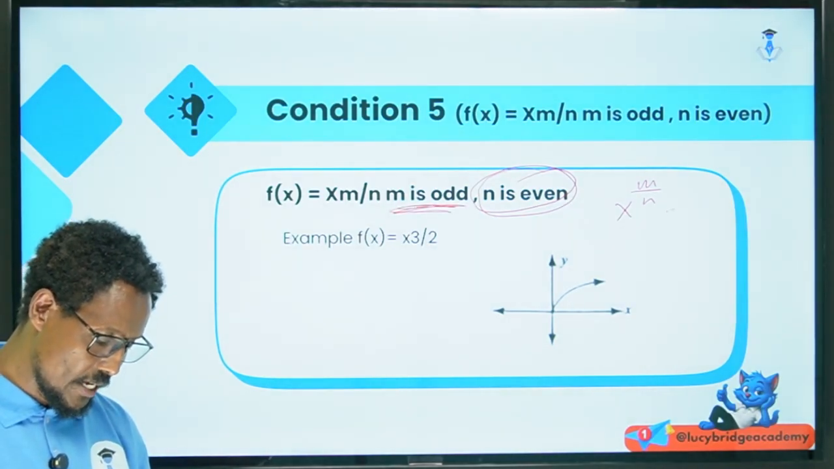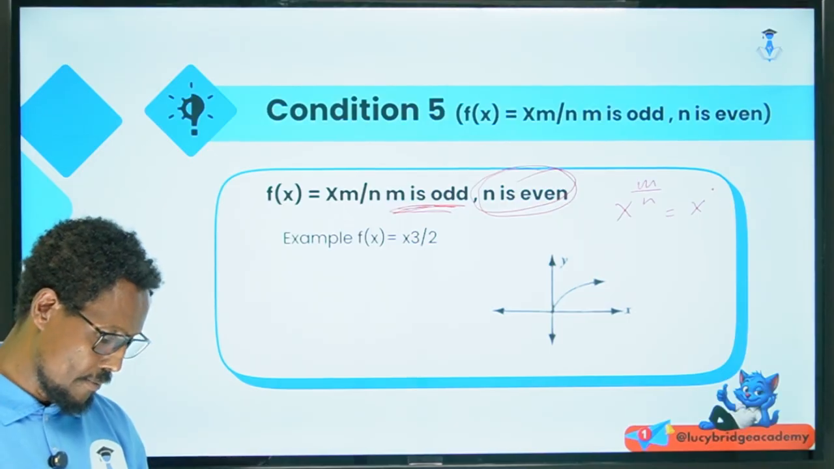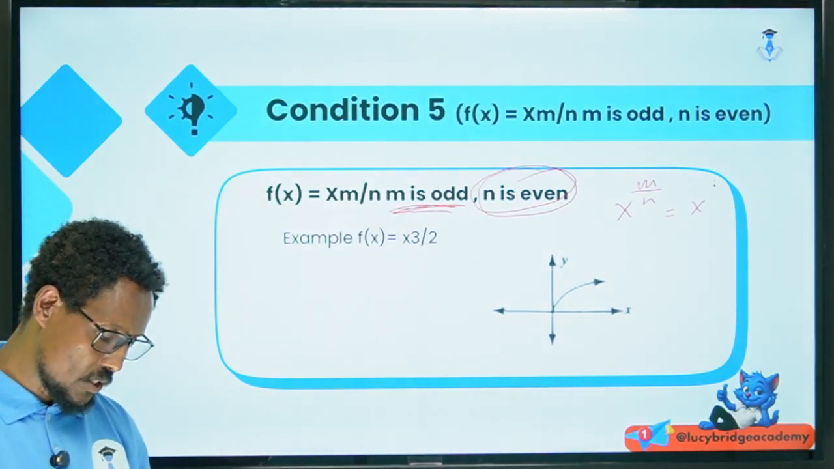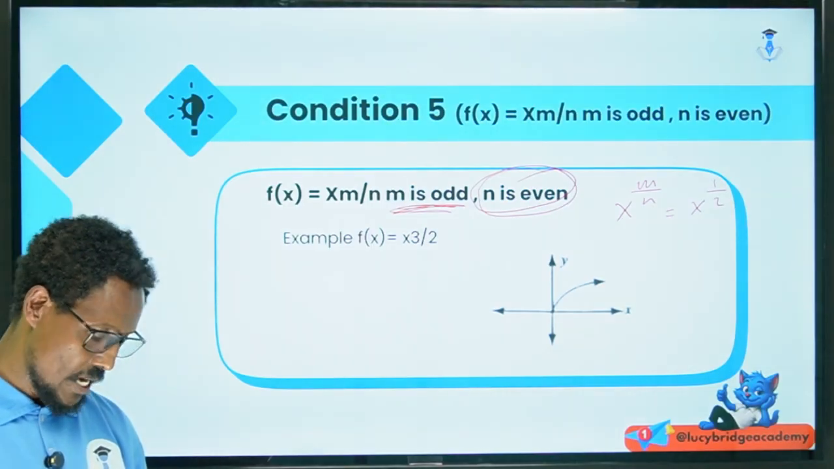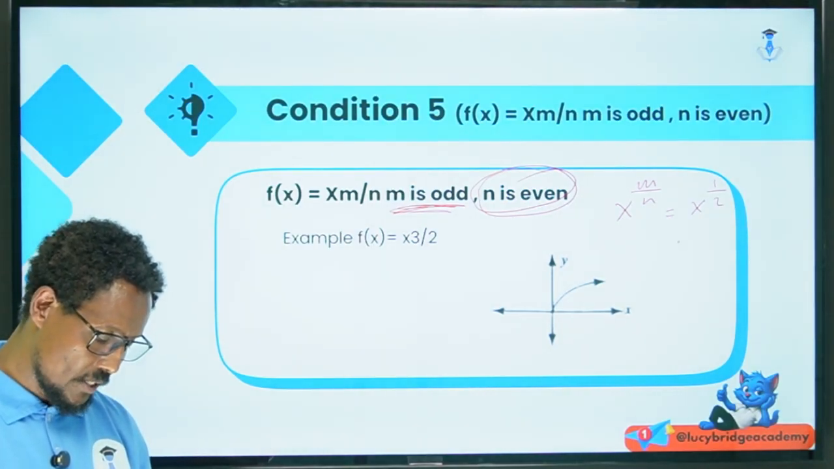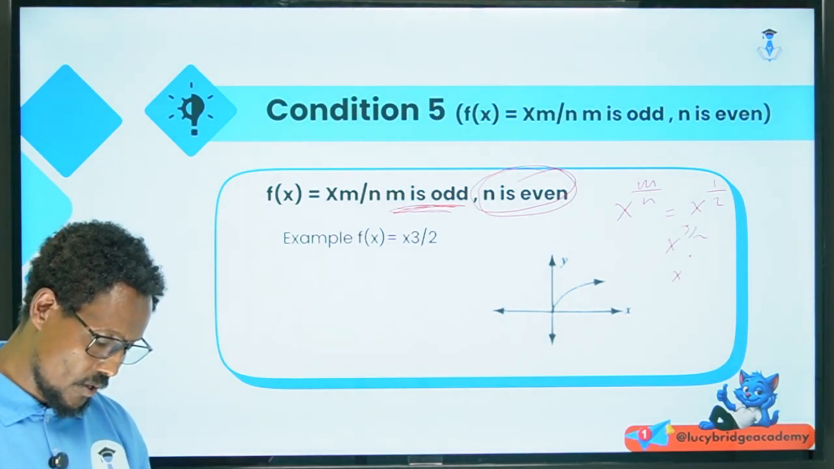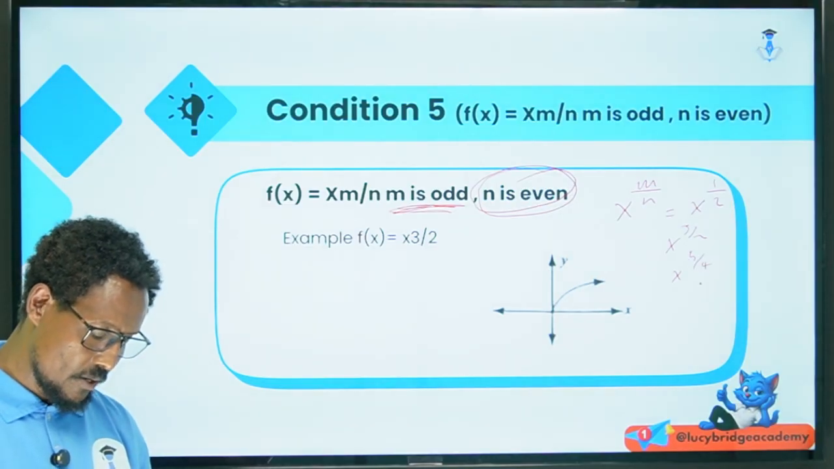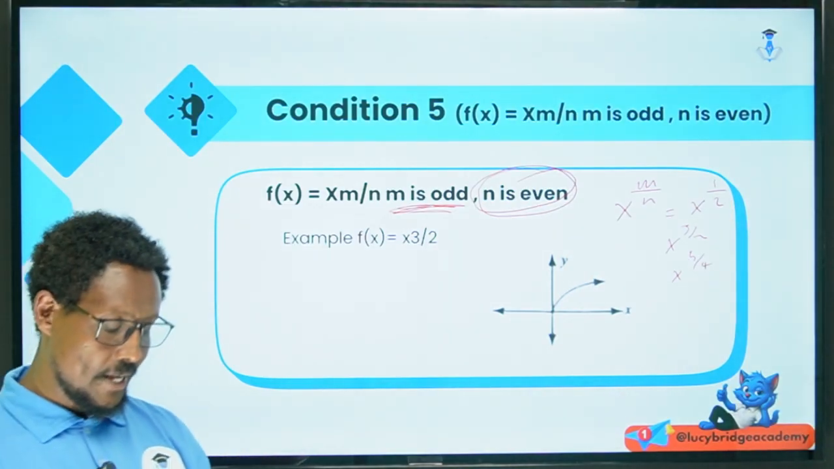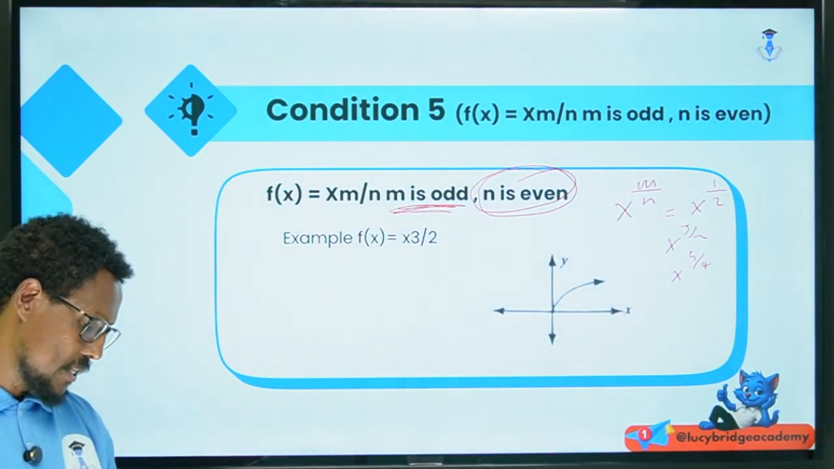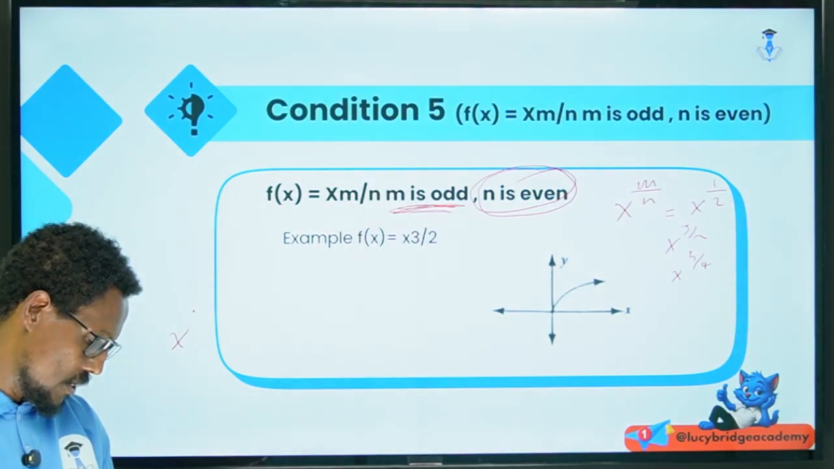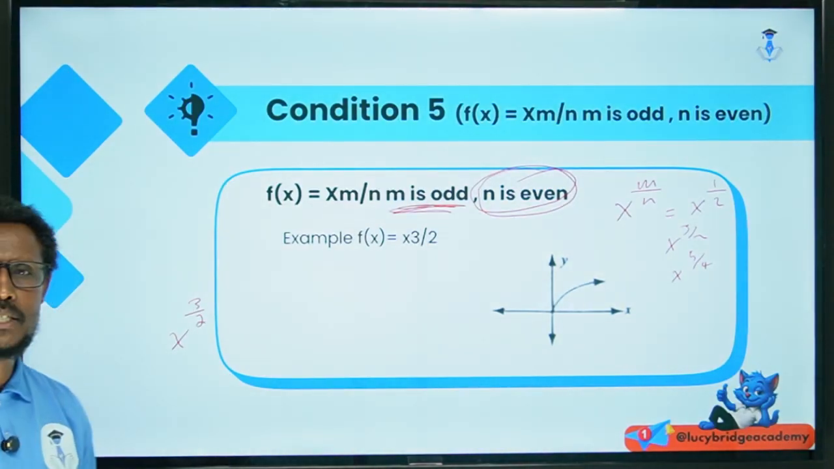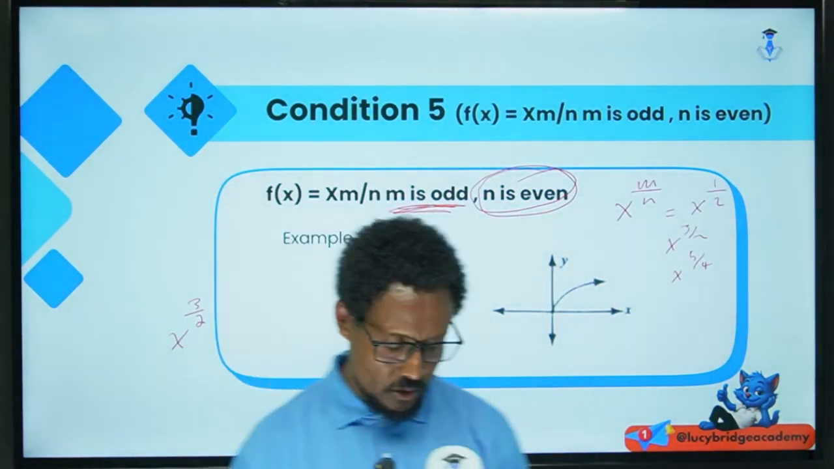For example, you can take an odd number for m, such as 1, and an even number for n, such as 2. x to the power of 1 over 2, x to the power of 3 over 2, x to the power of 5 over 4, and so on. Anyway, it is odd over even. Let's take x to the power of 3 over 2.